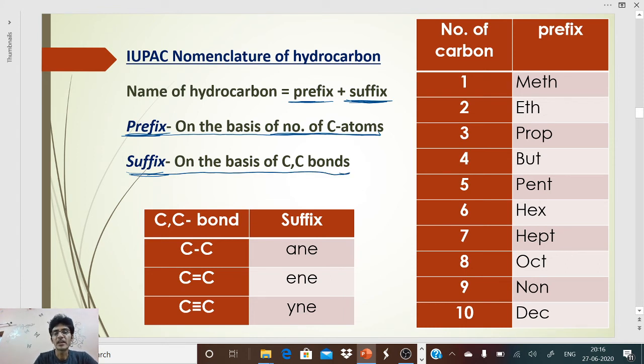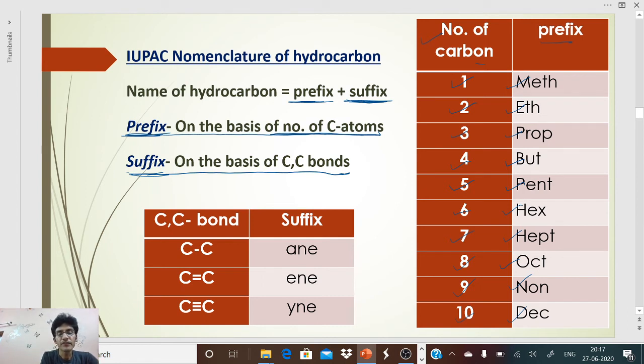Okay, so we can write down here like this is the number of carbon. You can see in this table, this is the number of carbon, this is the prefix. Number of carbon 1 means meth, 2 means eth, 3 means prop, 4 means but, 5 means pent, 6 means hex, 7 means hept, 8 means oct, 9 means non, 10 means dec. Okay, this is the prefix, that is on the basis of the number of carbon atoms.